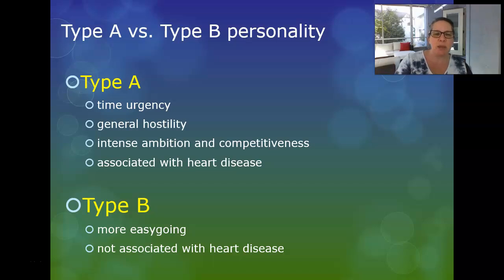And then type B personality is a much, much more easygoing, sort of go with the flow kind of person. Obviously not associated with heart disease, because this more easygoing, go with the flow kind of person isn't as stressed. They do not experience such high levels of stress like our type A personality does.